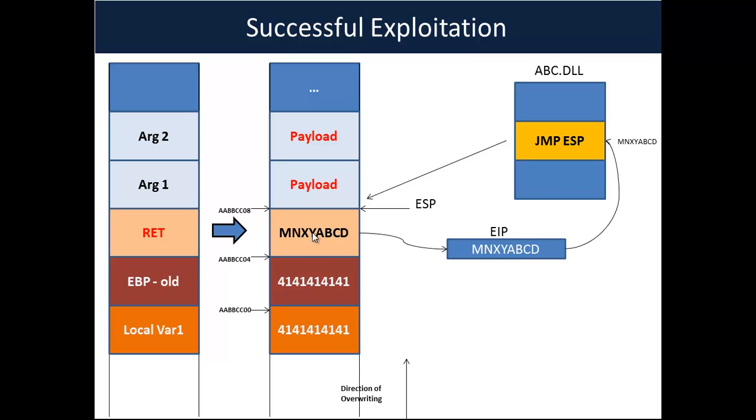We will overwrite our return value with the address pointing to a piece of code either in a Windows DLL or in a third-party DLL, which has the command jump ESP at that location. This will force the control, or the EIP, to start executing instructions from the position where ESP is pointing to, and at this place we are going to have our payload which will then execute, right? Exact same stuff which we did in the last video.